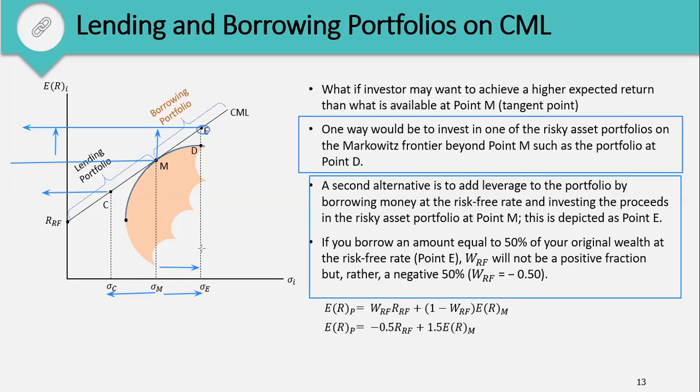You are going to borrow some money at the risk-free rate. For example, imagine the risk-free rate is 1%. That means I am going to borrow some money from the economy or from a bank or whatever place. I am going to borrow money at the risk-free rate and then invest that money also in the market portfolio. That way I can easily reach portfolio E here.